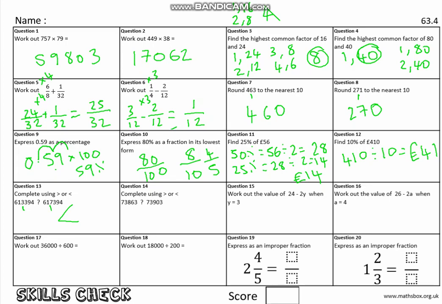Next up then, we've got 73,863 or 73,903. So the first two numbers are the same in both, but then in our hundreds columns, they're different. And I know that the 9 in the second number is bigger. So again, I can draw my symbol going this way round because that one's bigger.